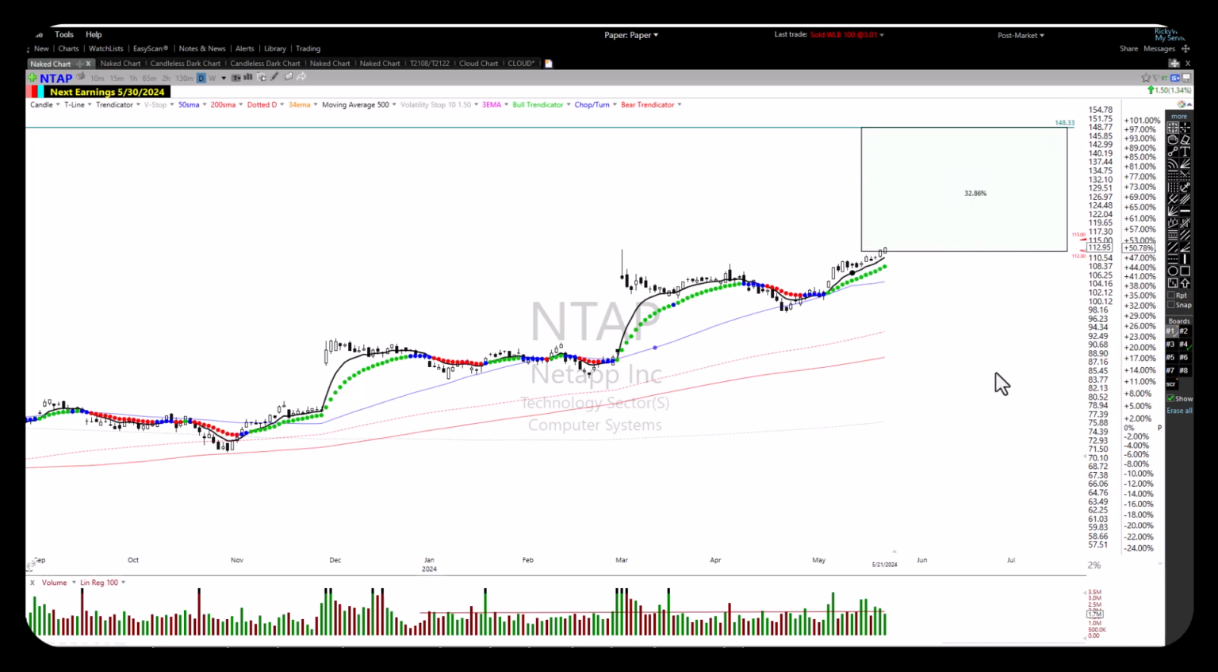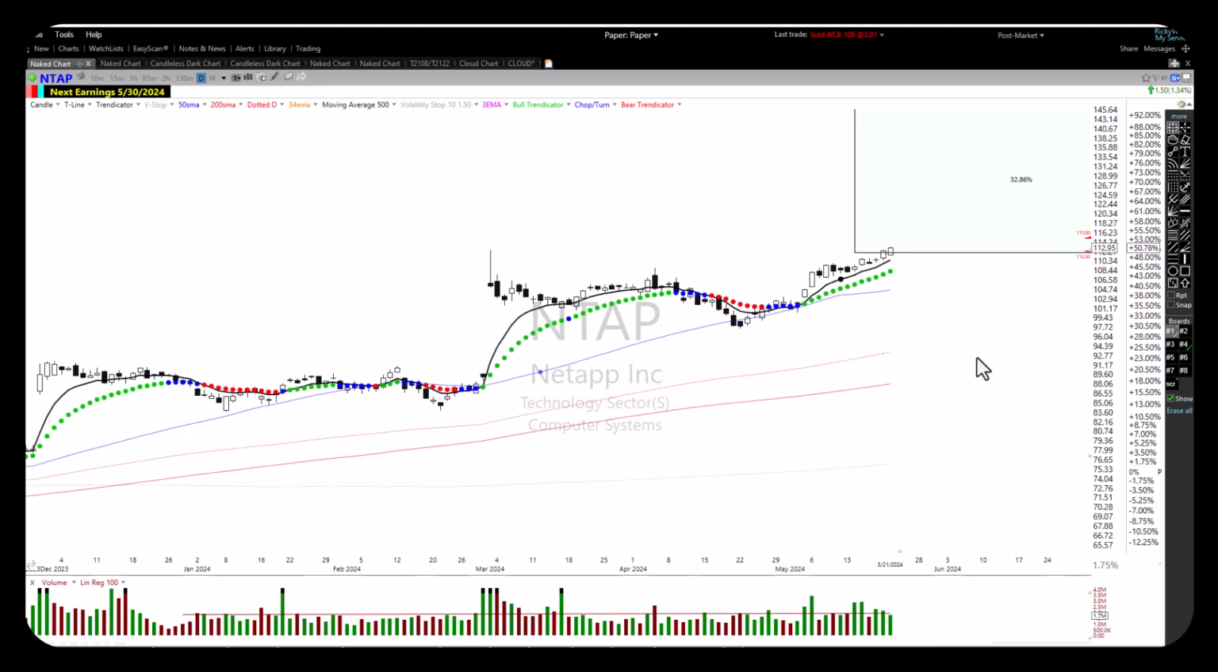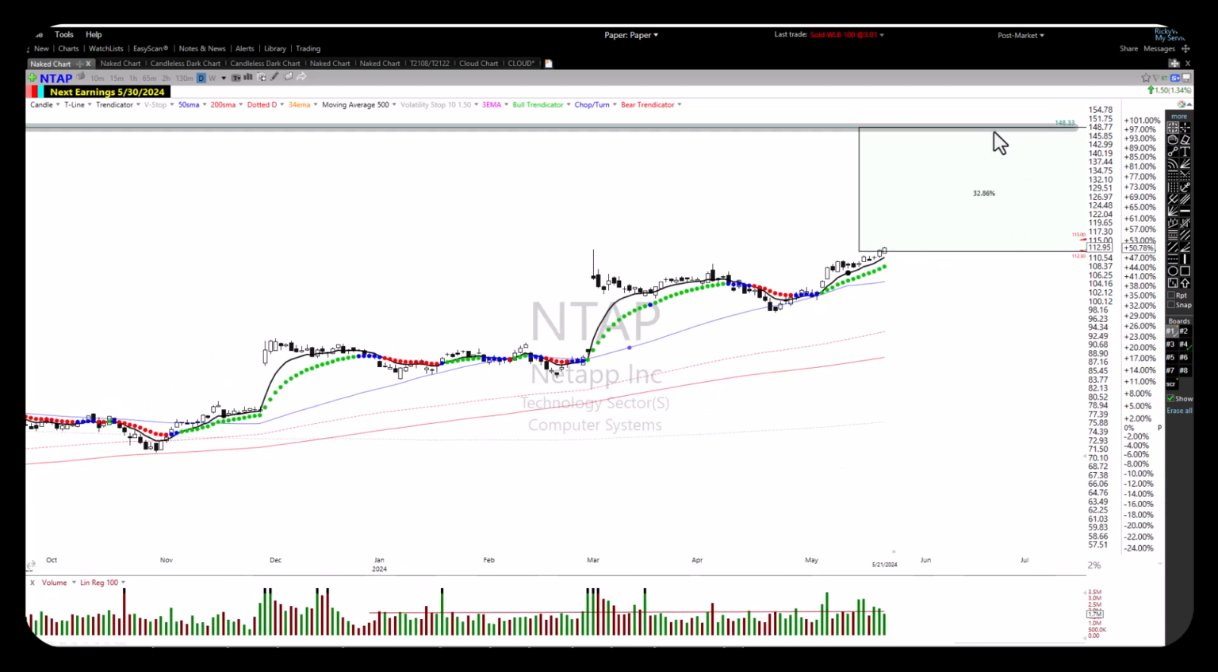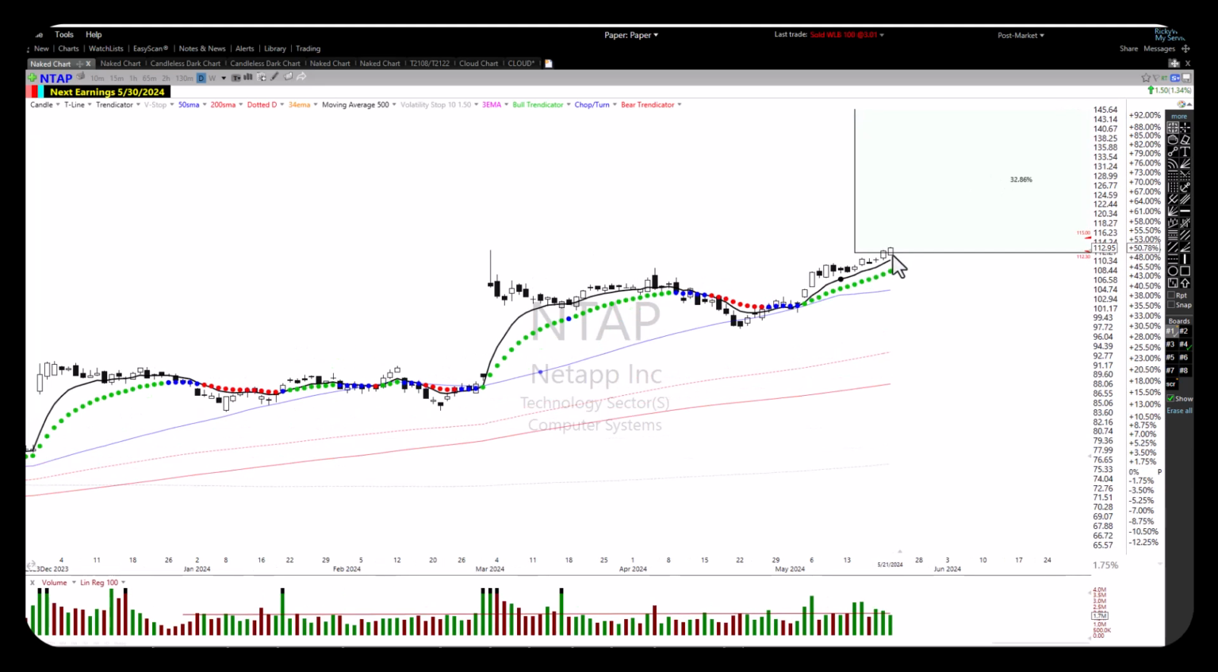So you've got about a 32% move to the 2,000 highs. Right now we're trending, right? Everything is working. Everything is how we want it to be. So that's exactly what I would shoot for. Now in this chart, just follow the trend.